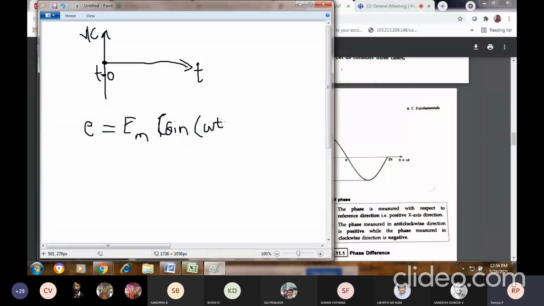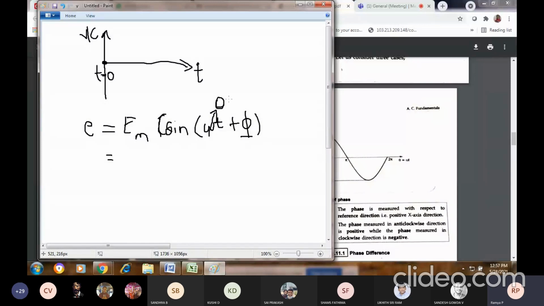Now if the phase angle comes into the picture, then I am going to add a plus phi here, omega t plus phi. So this is my phase angle which will be added to the voltage. This omega t is nothing but my theta. So your general equation for e is nothing but Em sin theta, as you used to write. Now theta is an angle which is measured in degrees. So this is not a phase angle difference.